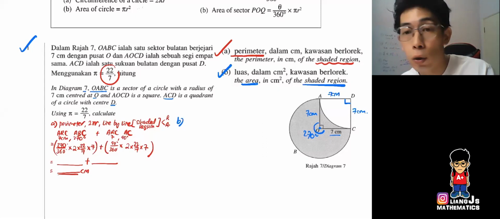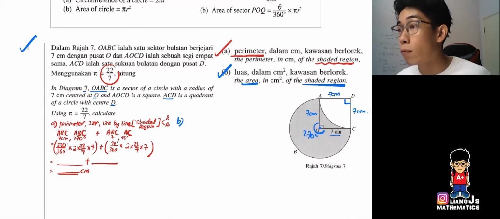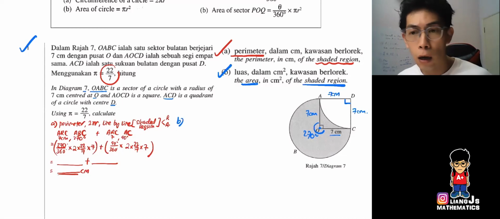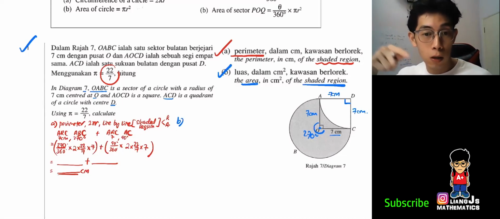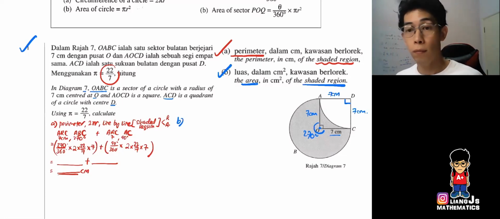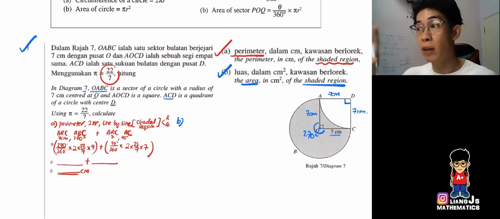Angela, you are talking about which side? Sorry, I missed out your workings, your questions and all. Arc AC, let me check. Arc AC is 22 cm. You type into your calculator, you'll get the answer already.